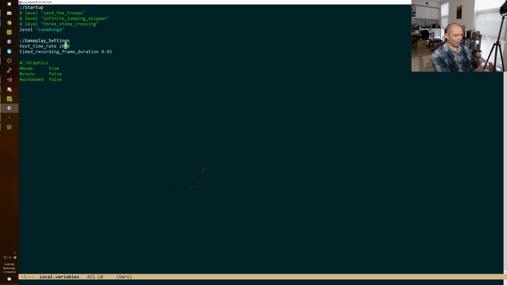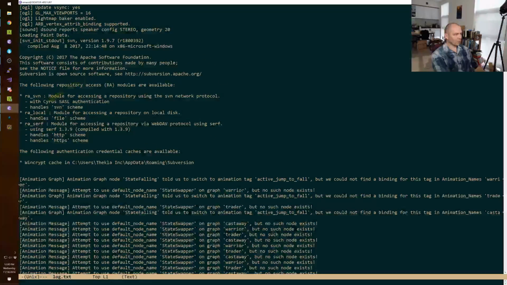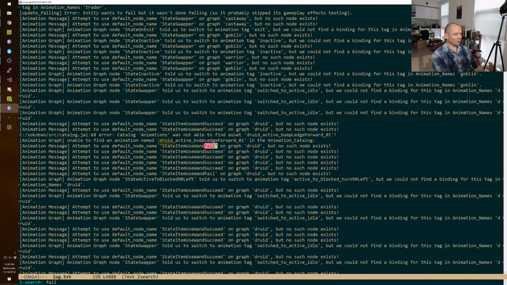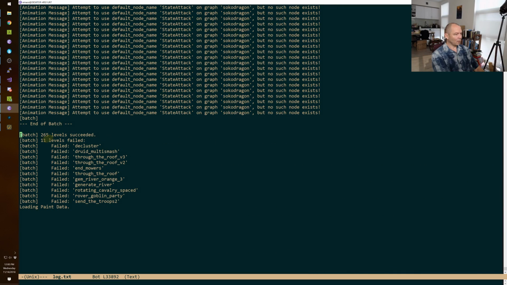Okay, let's take a look at the damage. Eleven failed. That's great. It's almost all changed levels, new levels, things that we knew fail. The only real new thing that I spot on here is decluster, and that is a tweaky timing thing still, I think. So I'm good with this. I'm good with checking this in.